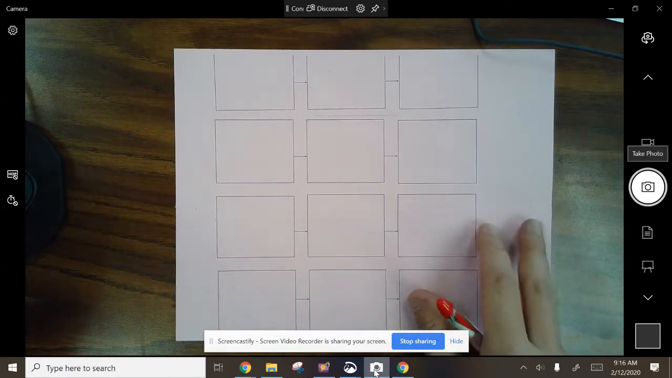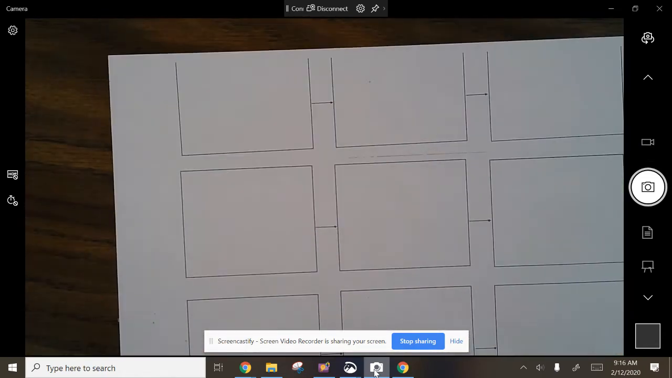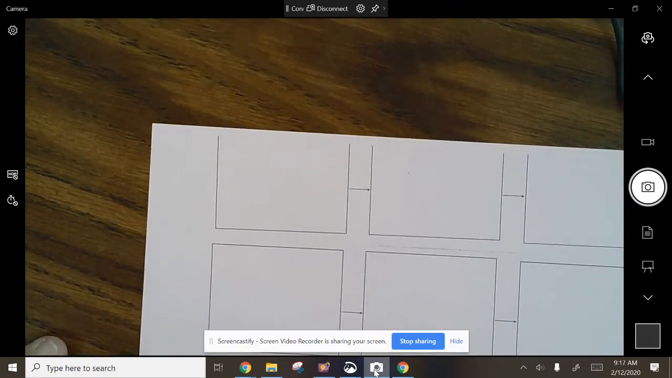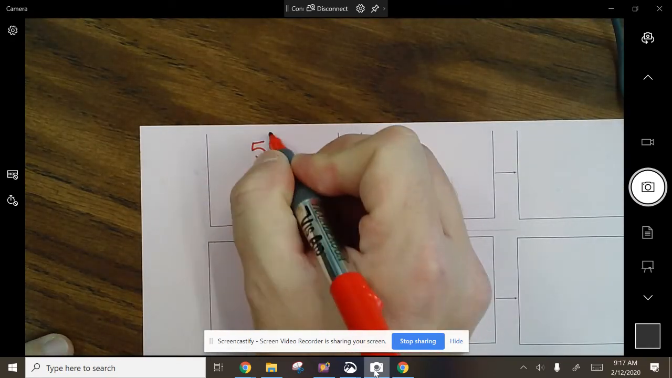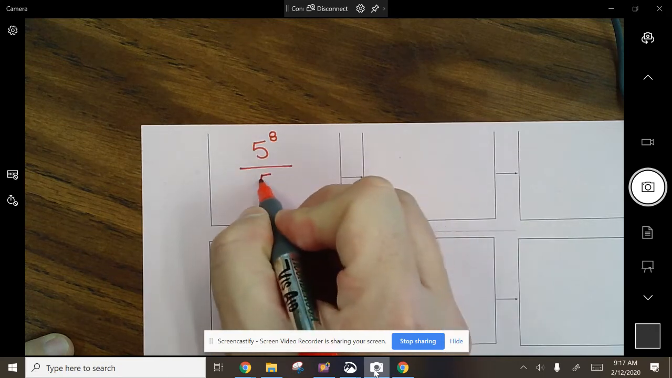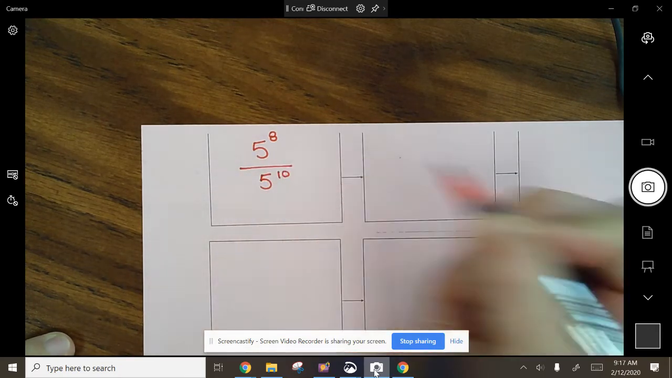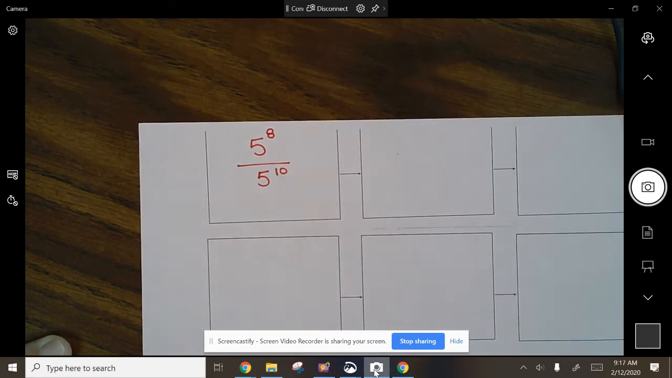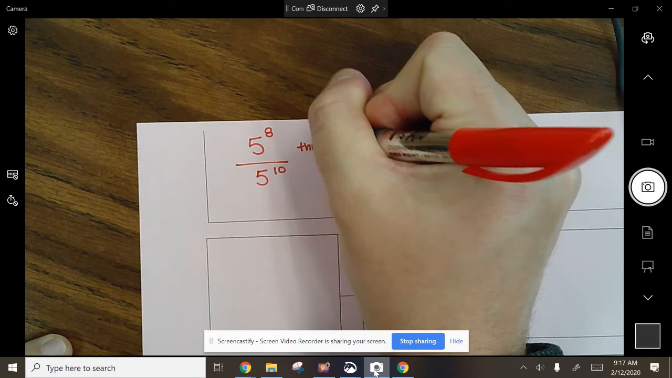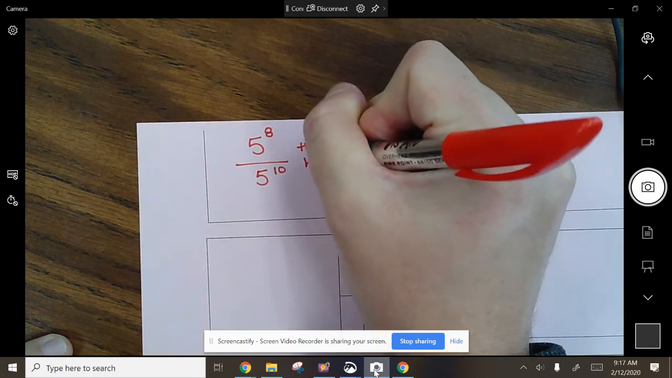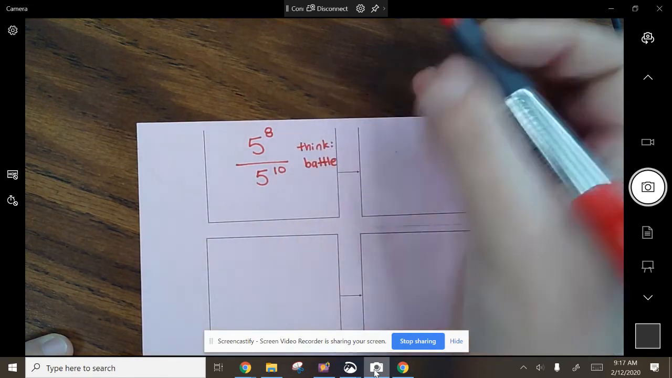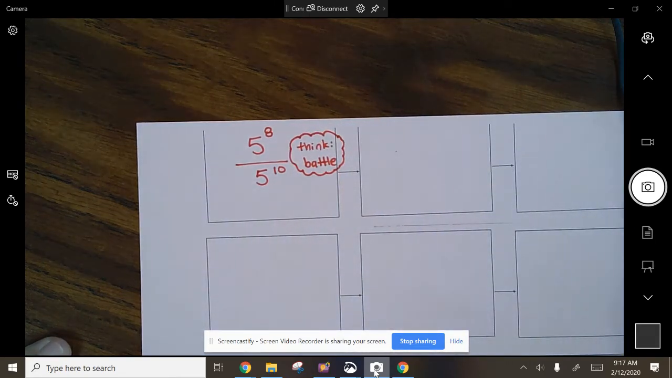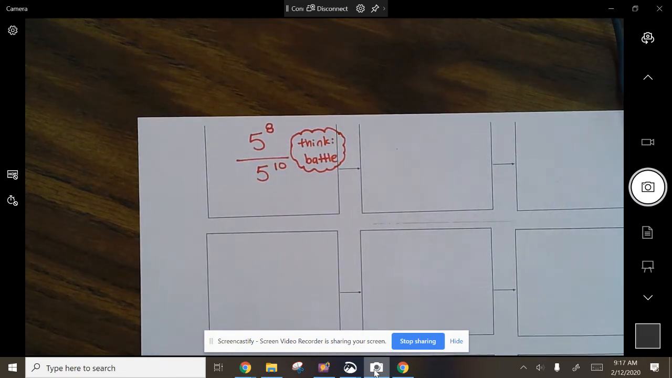All right, guys, let's take a look at some problems. We're going to level up again today. Here's the first problem I want you to write down. On the top part, I want you to put 5 to the 8th over 5 to the 10th. When you look at this, I still want you to think of a battle. There's always a battle going on. I'm going to have little cloud boxes to have you think with my notes today.